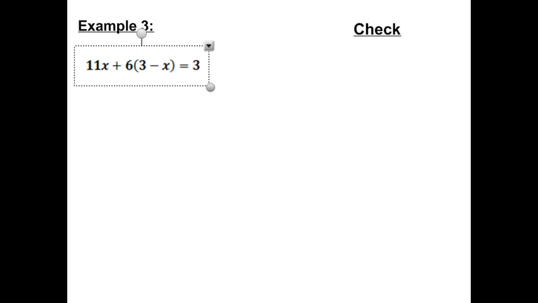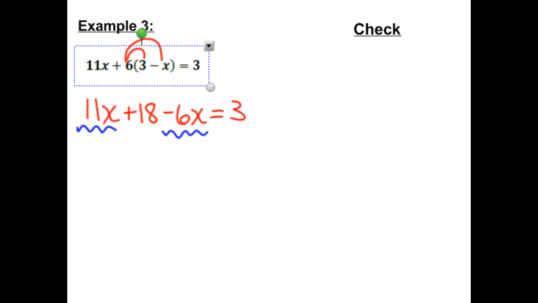Let's try one more model here. So we're going to take a look at this equation. 11x, nothing we can do to that. But now we see we have 6 times the quantity 3 minus x, so we're going to distribute the 6. 6 times 3 is 18, and 6 times negative x will give us a minus 6x equals 3. And now we're going to look for like terms and see what we can combine. We have a positive 11x and a negative 6x. Those combine to a positive 5x plus 18 equals 3.